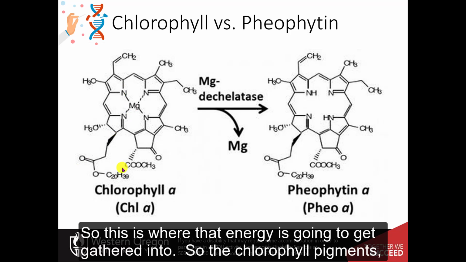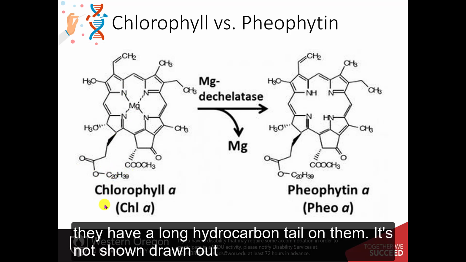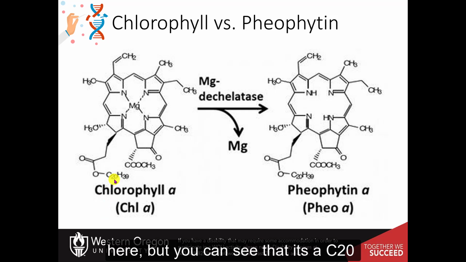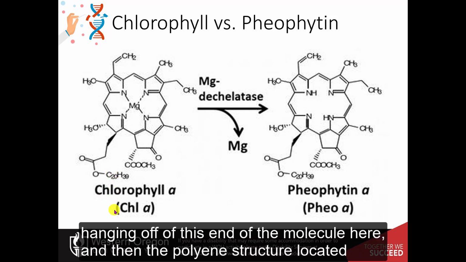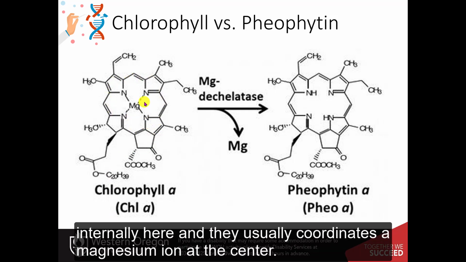So the chlorophyll pigments, they have a long hydrocarbon tail on them. It's not shown drawn out here, but you can see it's a C20 that's hanging off of this end of the molecule here, and then the polyene structure located internally here. And it usually coordinates a magnesium ion at the center.